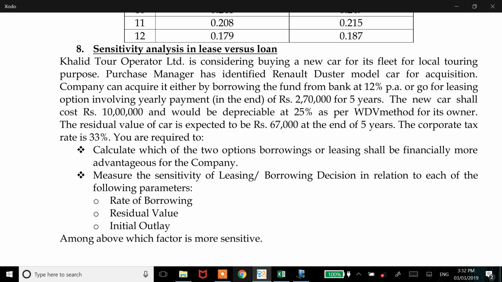Listen, sensitivity basically means there is going to be a reversal of the decision. Whatever decision you are taking, it will reverse. That is what sensitivity means. Today, the decision we are taking is loan. I'll first find the indifferent residual value, the value at which both will give me the same results. Then the indifferent initial outlay, and finally the indifferent rate of borrowing.